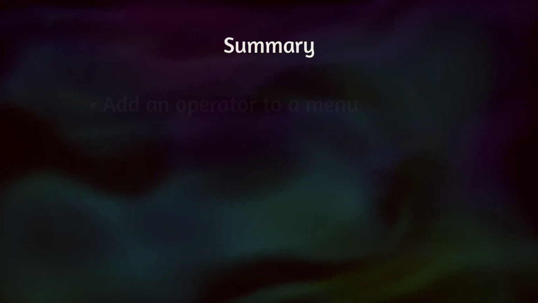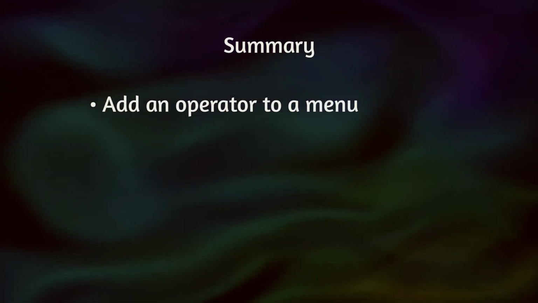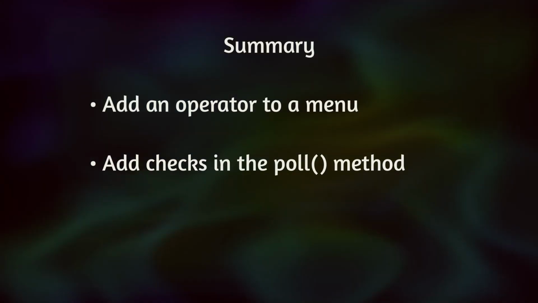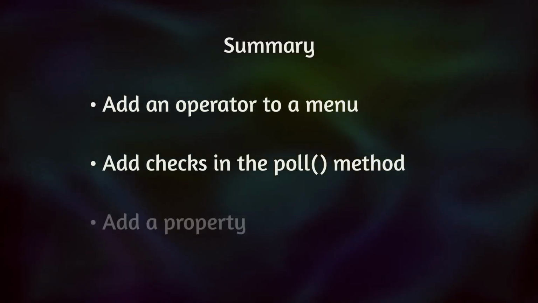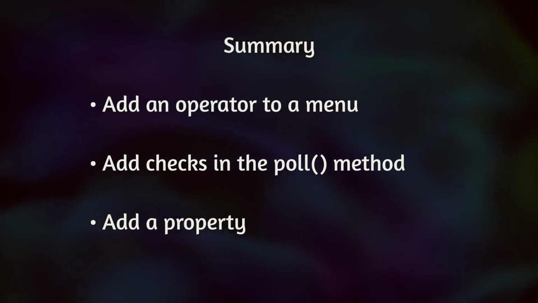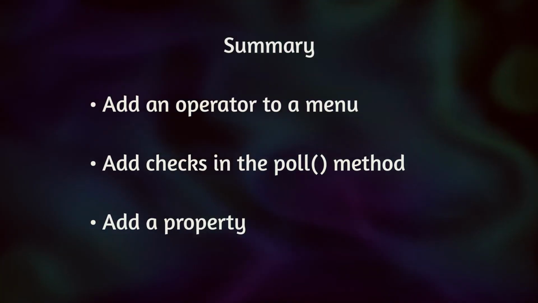So in this lesson we saw how we could add an operator to a menu and how to write a poll method to disable it when it doesn't make sense to execute the operator. And we learned how to add a property to an operator that is shown to the end user when the operator is executed from a menu.